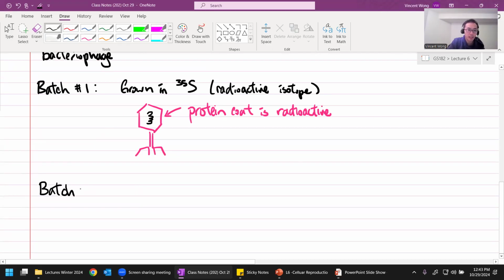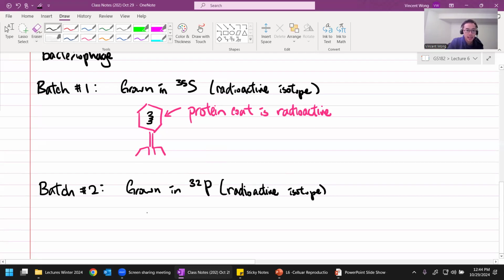Now, they needed another way to track the DNA. So for batch number 2, what is a good element to tag the DNA with? What's something that makes up DNA but not protein? Phosphorus? Yes, that's exactly it. Very good. So these are grown in phosphorus 32. Normal phosphorus is 31, so this is also a radioactive isotope.